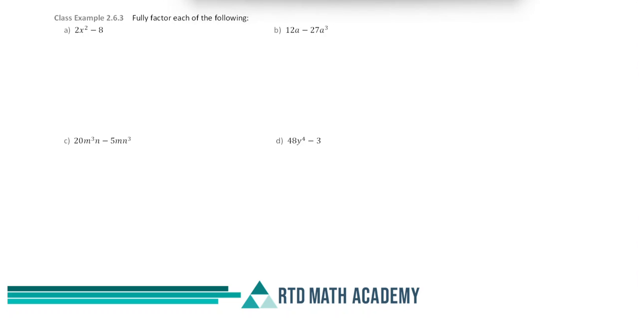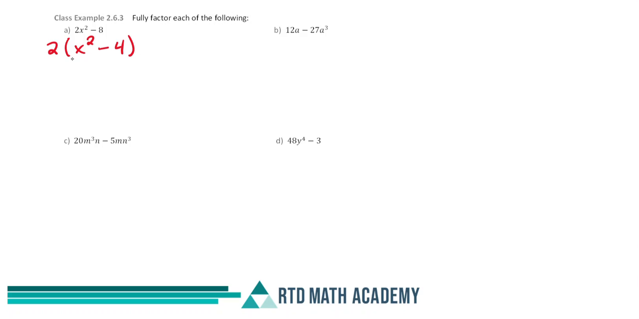All right, let's keep going with our special factoring. So looking at A, what we should always do is see if there's anything we can factor out first. That should be our number one. I do see that we have 2 and 8, right? So I can factor a 2 out. Let's do that first. So we'd have 2, start a bracket, and what we have left is x squared minus 4.